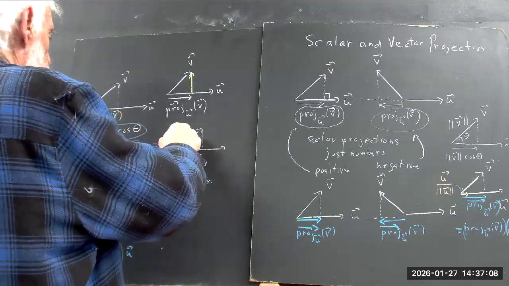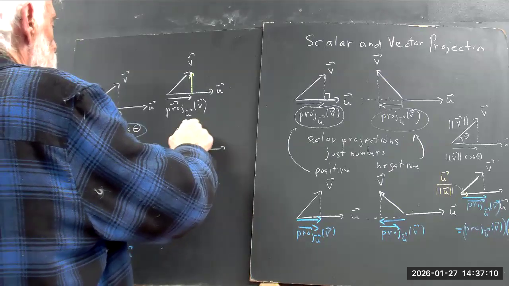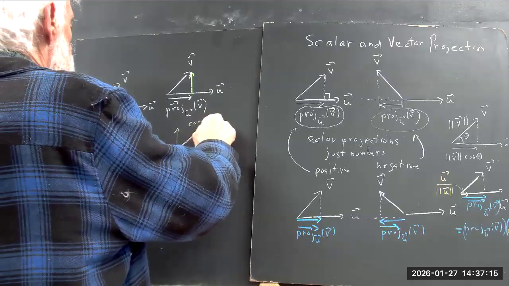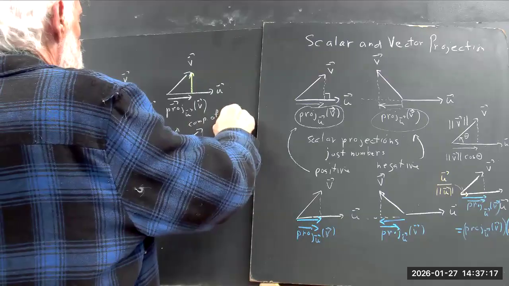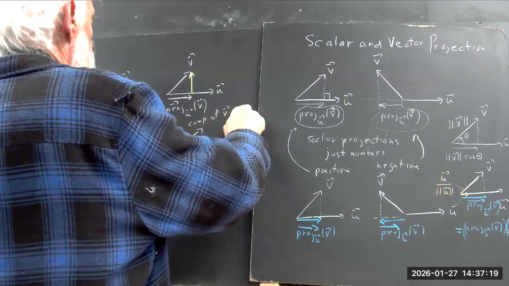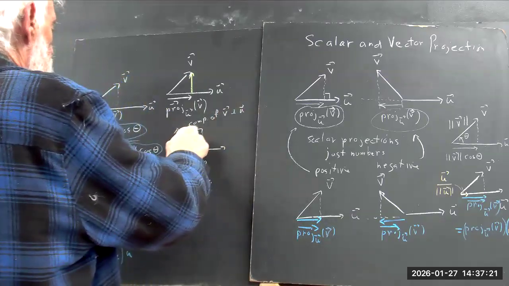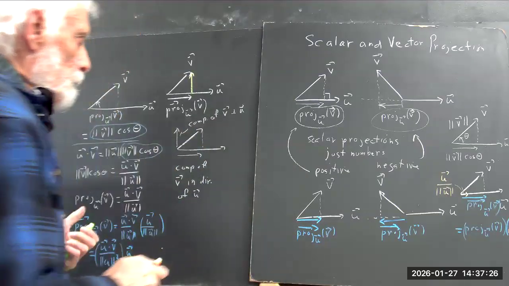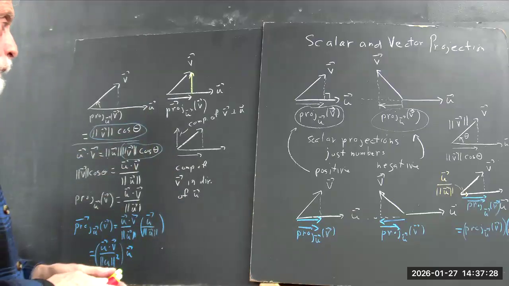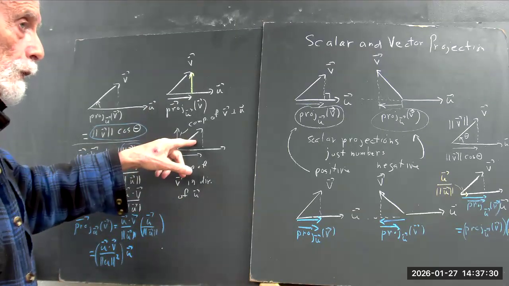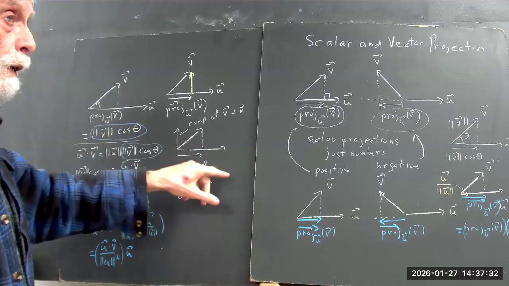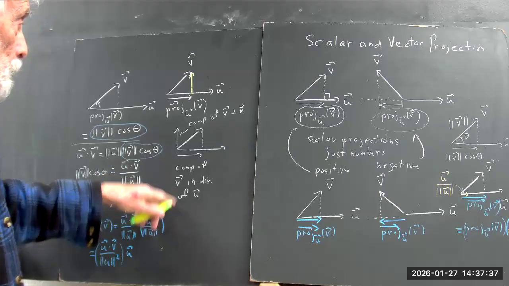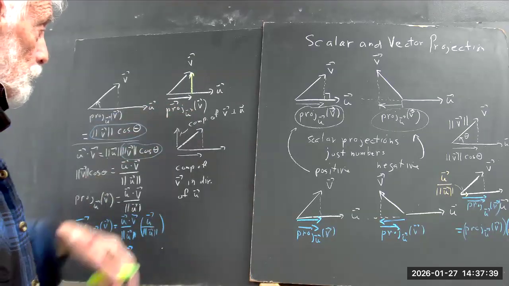Then I'm going to draw here the component of V perpendicular to U. It's often important to be able to find the components of a vector parallel and perpendicular to another vector. You'll see that quite soon. Well, this component is the projection onto U of V.